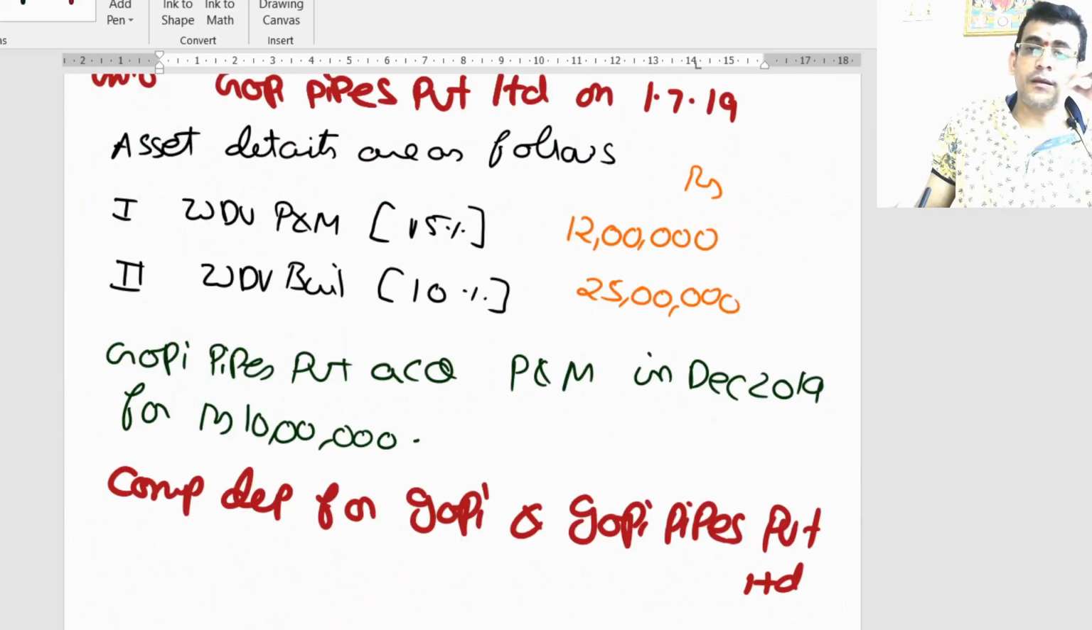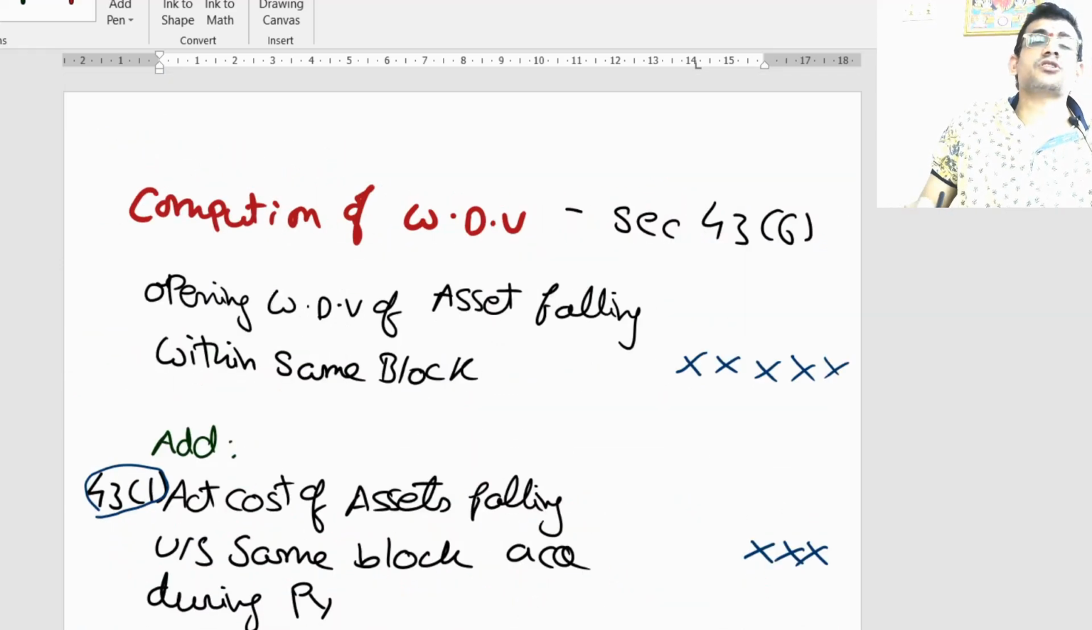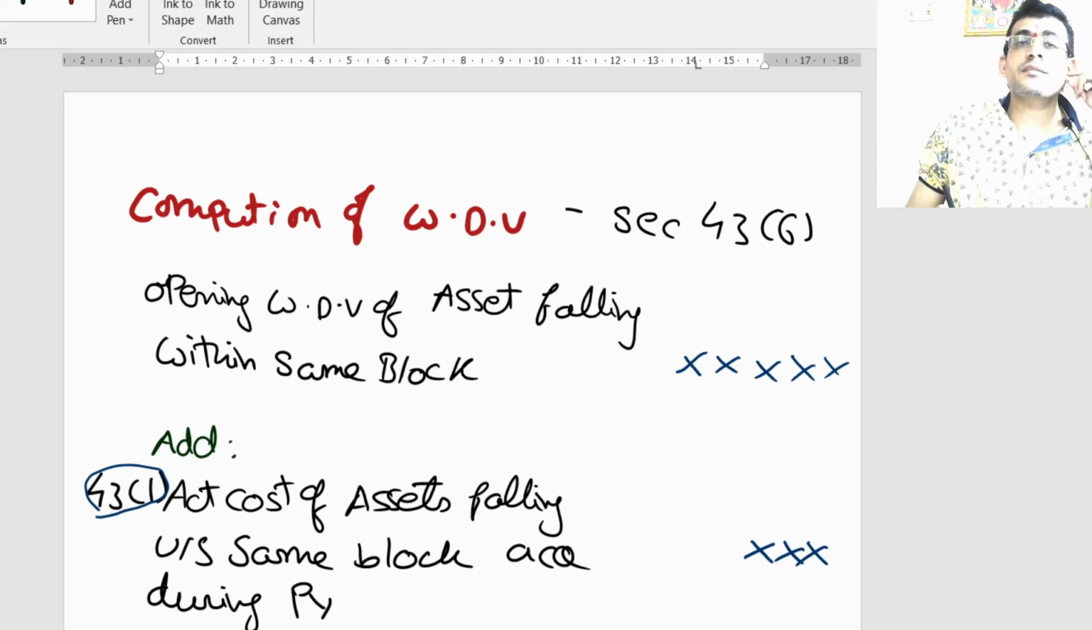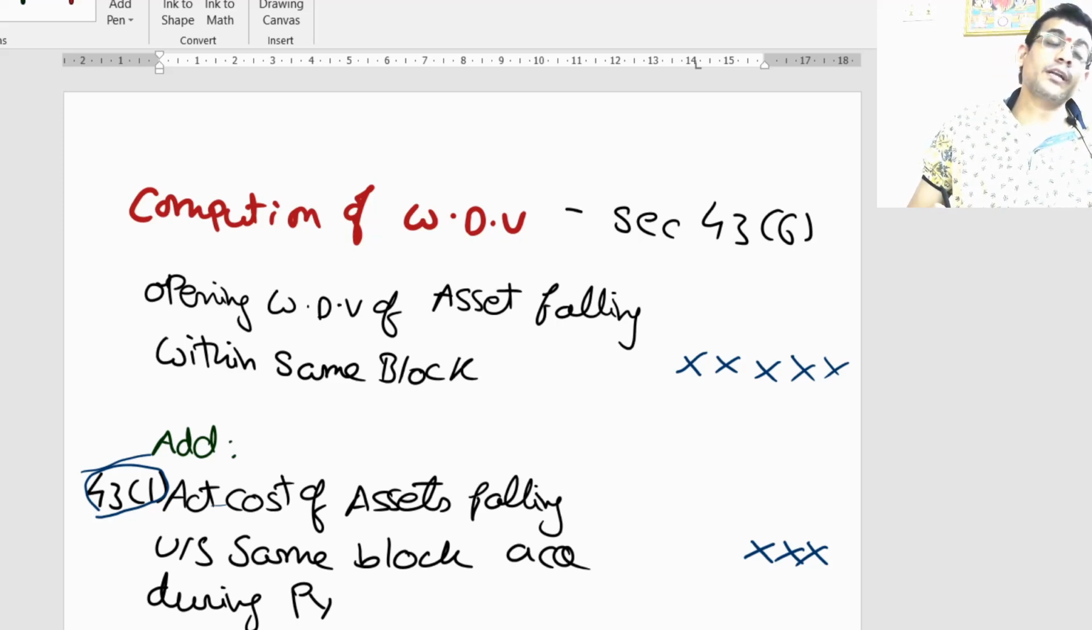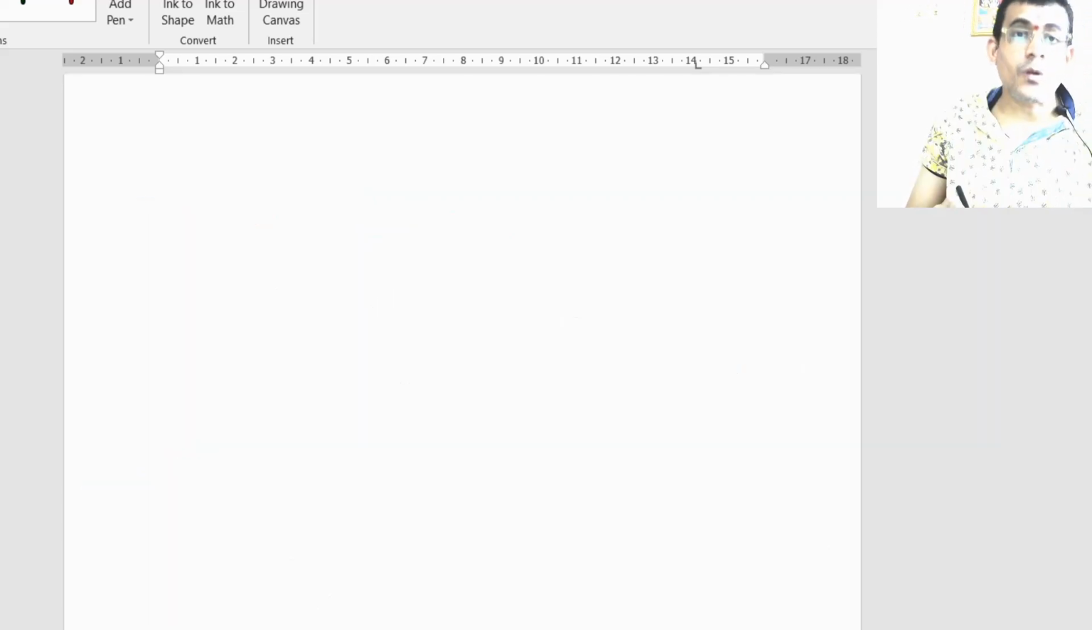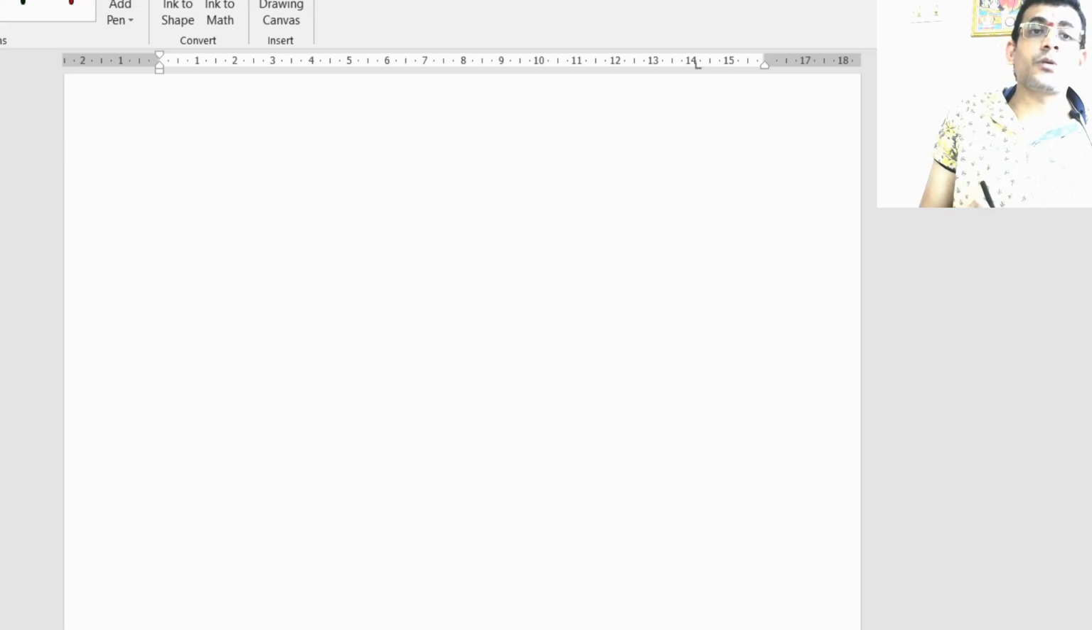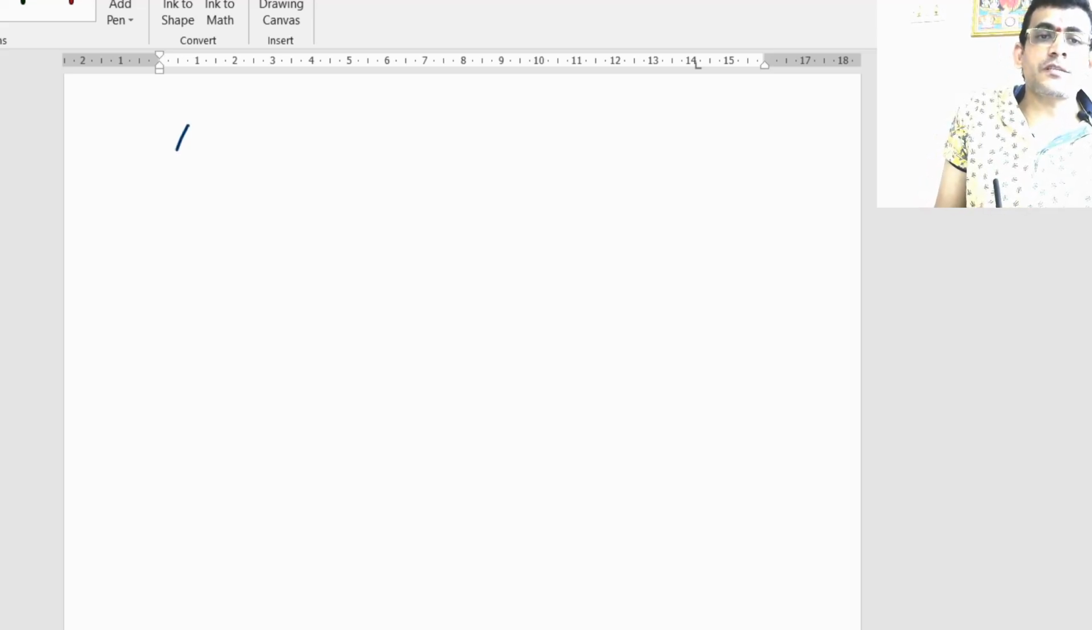Now finally, one more thing we need to discuss. If you go to the first topic, here we have discussed that I need to add the actual cost of asset under section 43 subsection 1. If I know how to calculate the actual cost of the asset, then I can say the entire problem is completed. The entire depreciation provisions are completed. Now let us understand 43 subsection 1, what is actual cost and how do we calculate the actual cost.